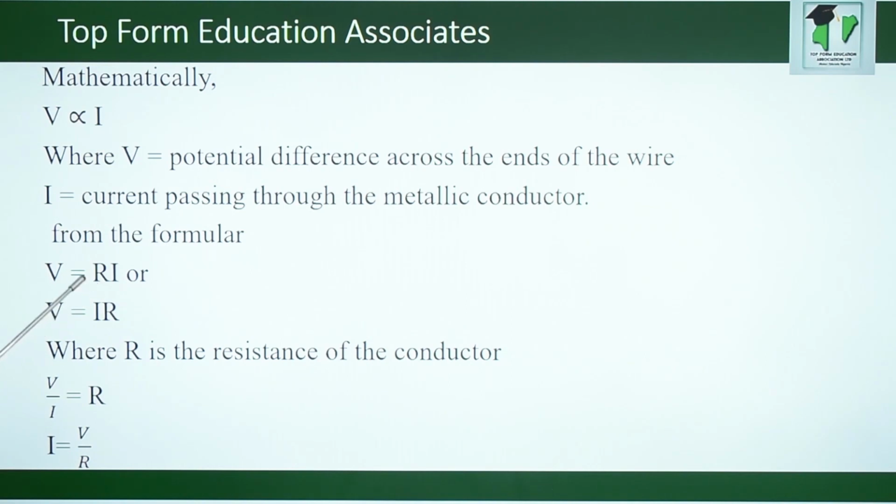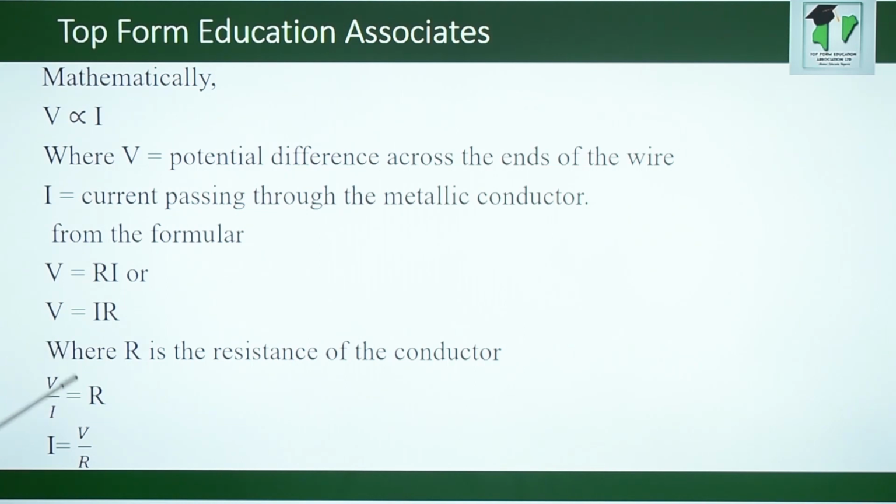Now we have V equal to RI, but it is not commonly written as V equal to RI. Instead, V equals IR. Is that okay? From here, you can also make R the subject of the formula, in case you're asked to calculate the resistance offered by this conductor. From here, R is equal to V over I.